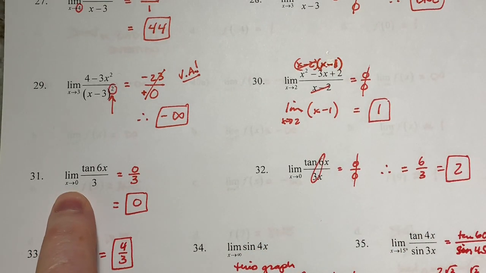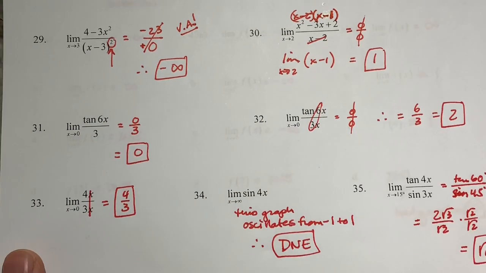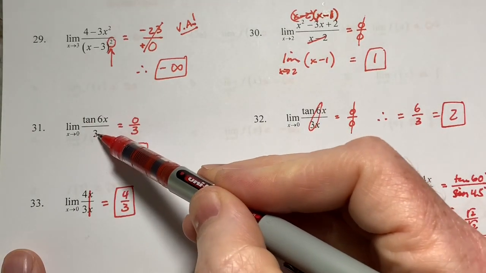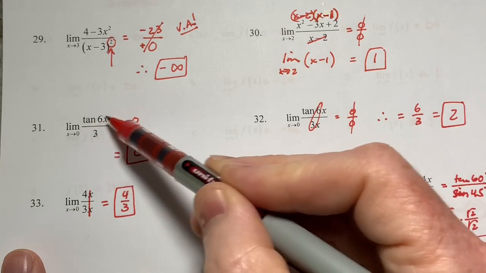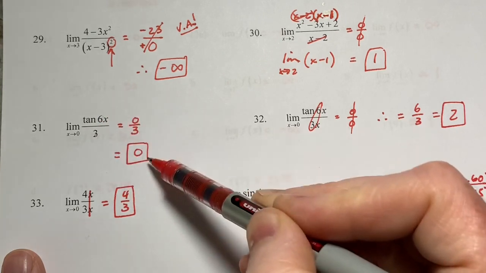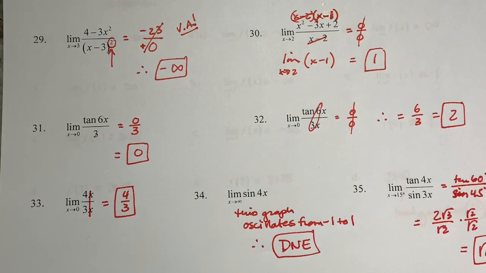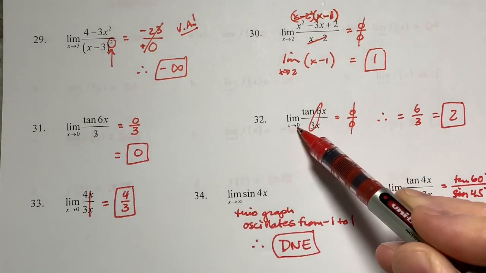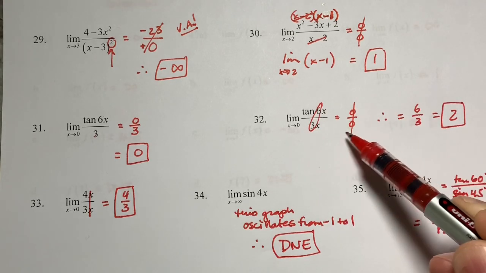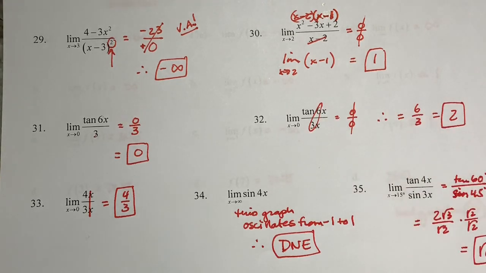Here, I'm back to a trig limit. Don't make the mistake of saying 6/3. Remember, there's no x there. Always plug the 0 in first. Plug a 0 in, that becomes 0. Tangent of 0 is 0, and 0 over 3 is 0. Okay? Here, notice it's 6x and 3x, a little bit different, right? This gives me 0 over 0 when I try, so I can use my rule: 6/3, which is 2.